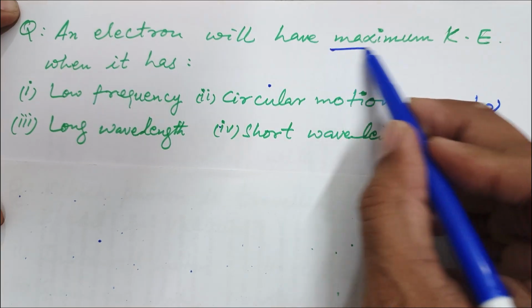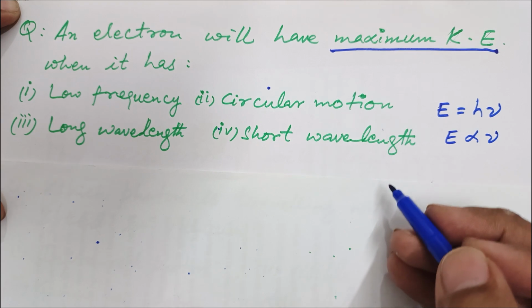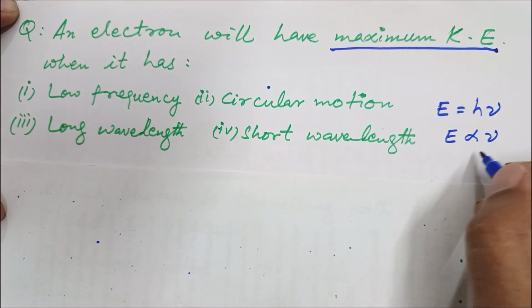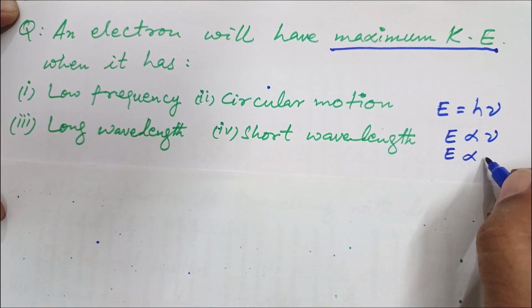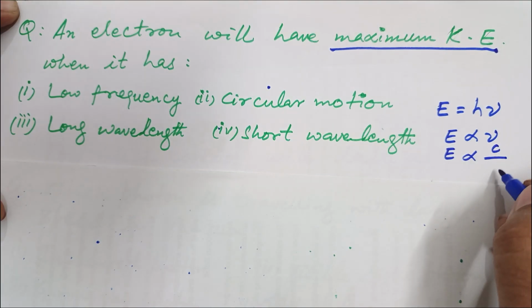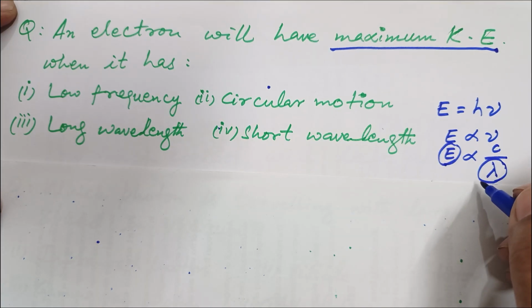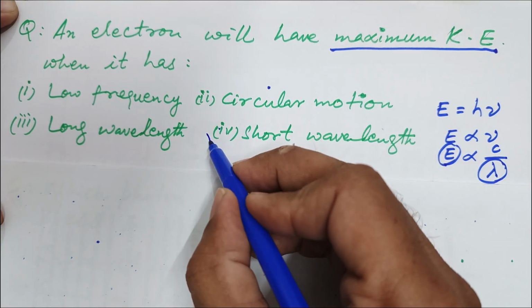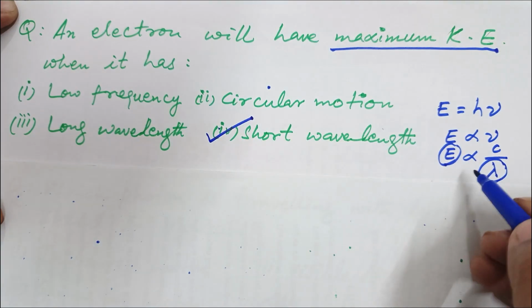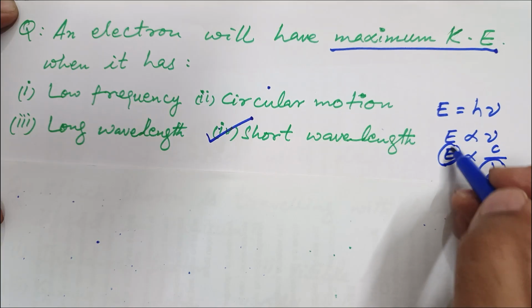But our task is to find out maximum kinetic energy. So which one should be the correct answer? We know that nu equals c over lambda. So E is proportional to c over lambda. So the maximum energy will be at short wavelengths, because both are inversely proportional. Lambda is small, E large.